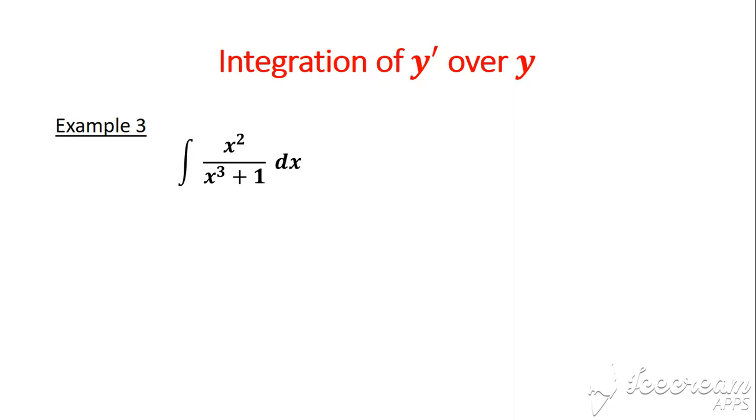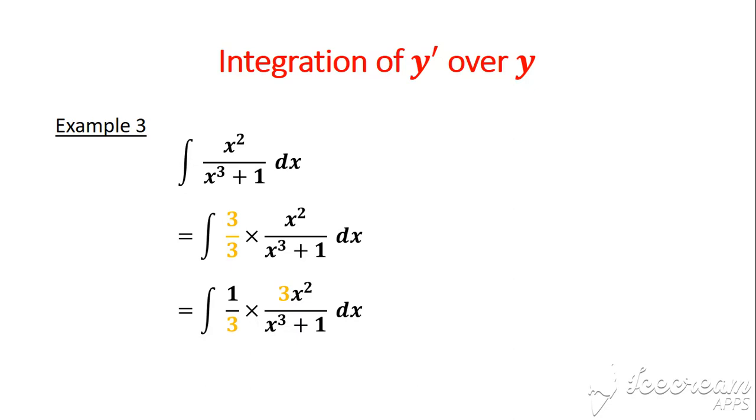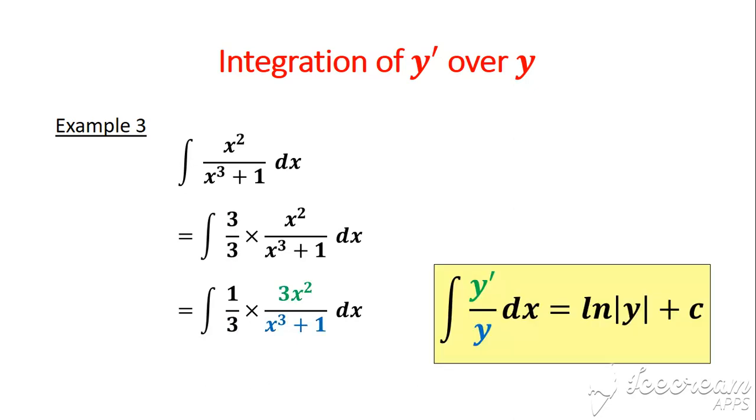All right, example 3, let's integrate x squared over x cubed plus 1. Well, again, x squared is not y dash because x cubed differentiates to 3x squared. So there's no 3 on the top. But what we can do, once again, is multiply the top and bottom by 3 over 3. That means we now have 3x squared on the top, which is our y dash over y. So when we go to integrate it, we're going to be left with 1/3 times the natural log of x cubed plus 1 plus our constant c.